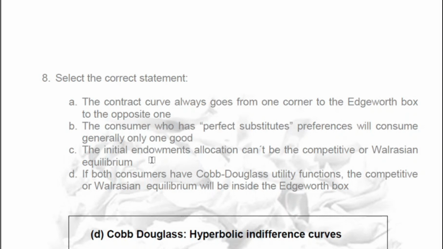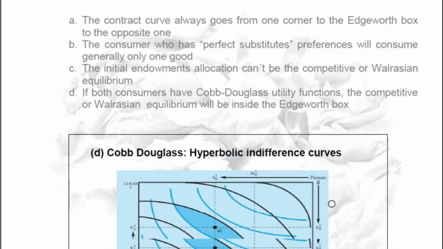The initial endowment allocation can't be the competitive or Walrasian equilibrium. Of course, it could be. It could be that the initial endowments are Pareto optimal, and so there is no trade between these consumers. So A, B, and C are false. It should be D. If both consumers have Cobb-Douglas utility functions, the competitive or Walrasian equilibrium will be inside the Edgeworth box. Yes, this is true.